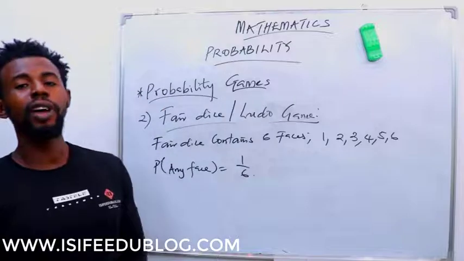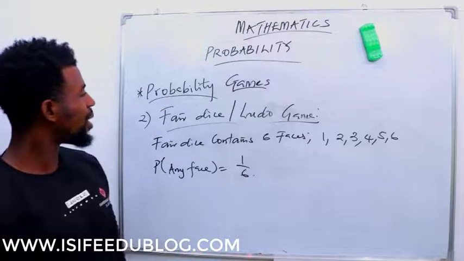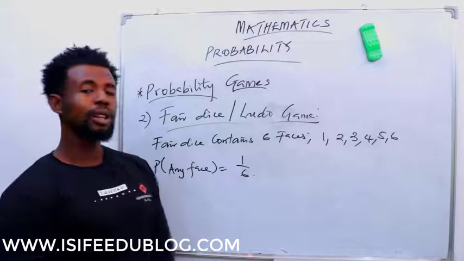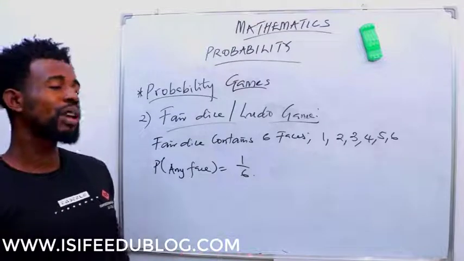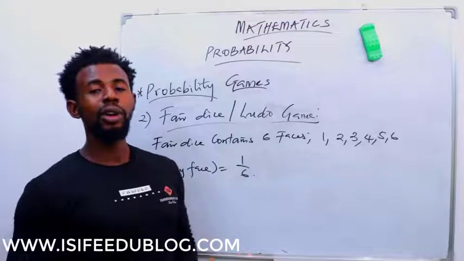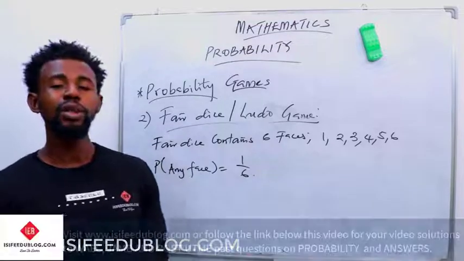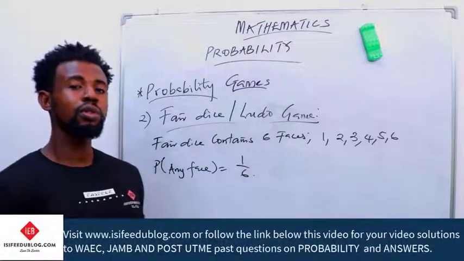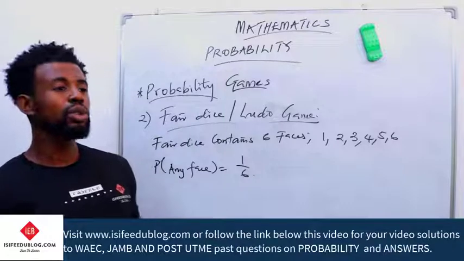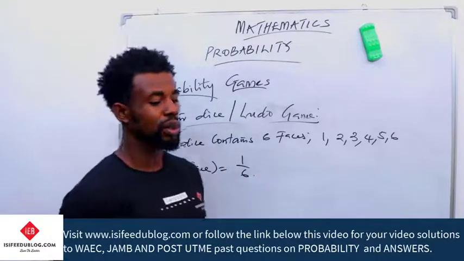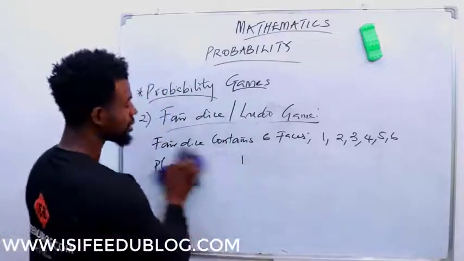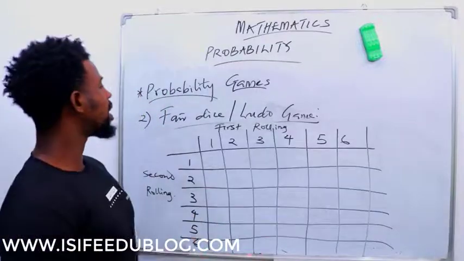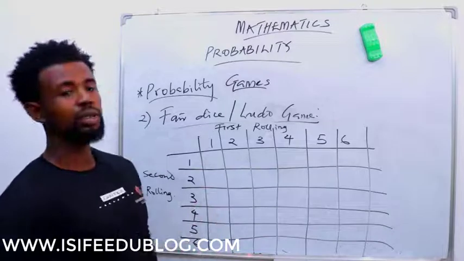Now, there is what we refer to as our dice table. So whenever you have questions whereby you have a fair dice being tossed twice, or where you have two dice being tossed simultaneously, you just make reference to your dice table. So what does a dice table look like? Alright, this is what our dice table looks like.